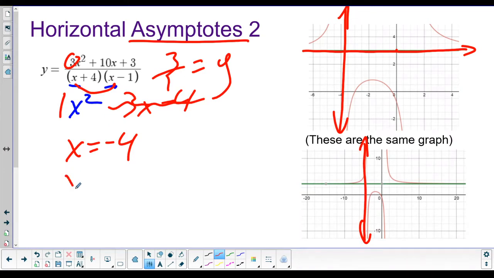And then solve this one, x equals 1. Right here at x equals 1 is our other vertical asymptote. Okay.